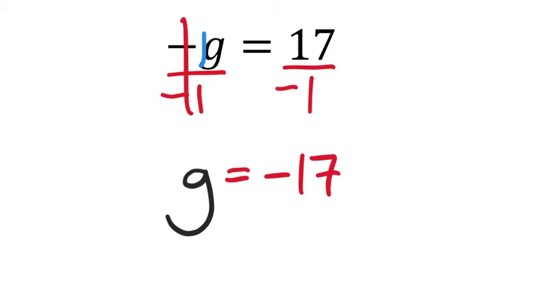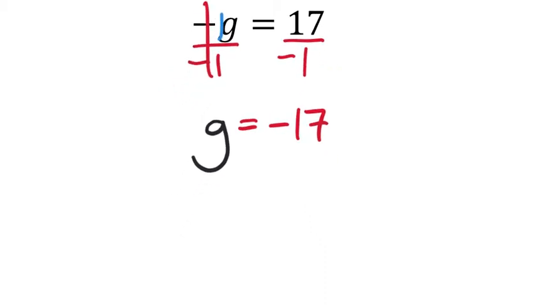But if you do, use it anyways because it will help. Now we can check, right? The original equation right here was negative g equals 17. And right now I don't know if this is going to make it true, but if I replace g with negative 17, what's going to happen?